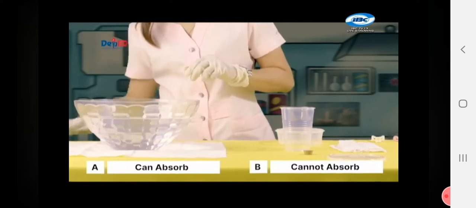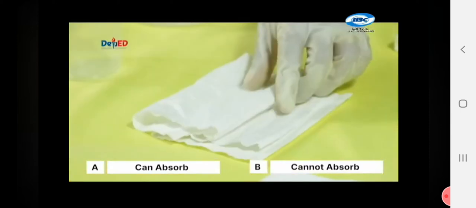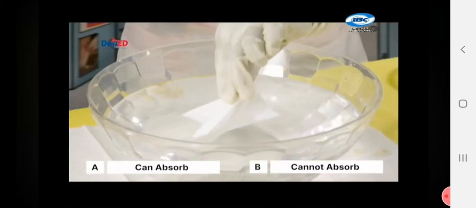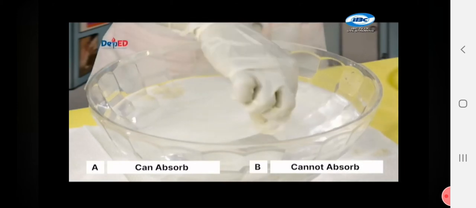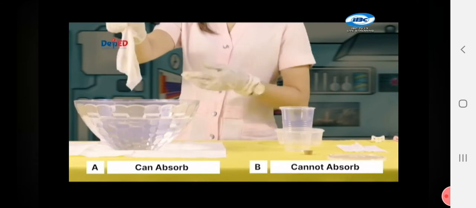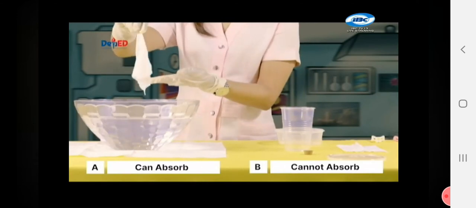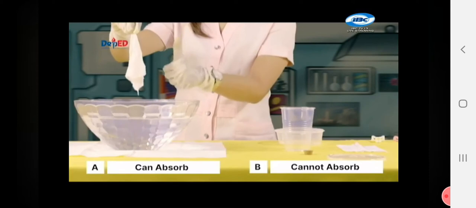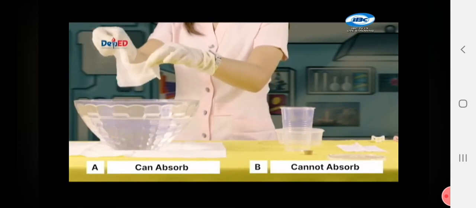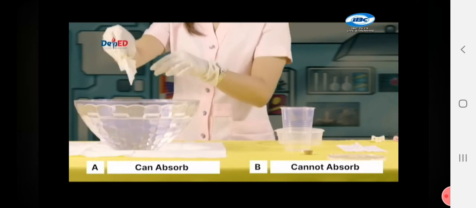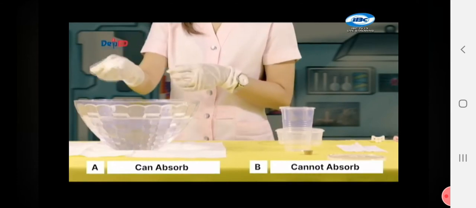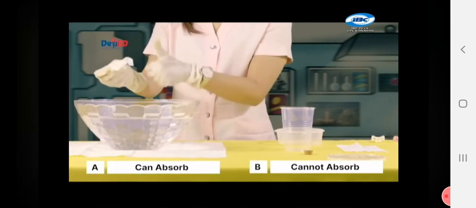Our sixth material is facial tissue. If you have written facial tissue under the column can absorb water, you are correct. A facial tissue has tiny pores. It is a porous material and it absorbs water. Therefore, it has a special property called porosity.